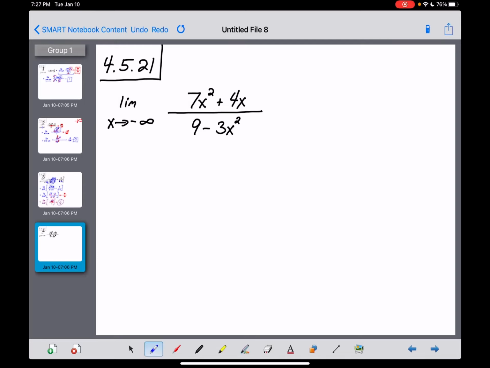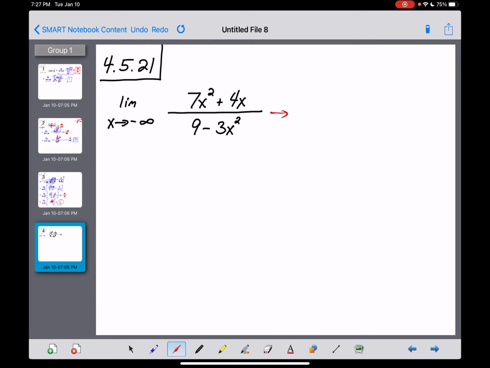Number 21 is actually a really interesting problem because there's two totally different ways of doing this, but I would imagine most of us want to see the way to do it using L'Hopital's rule, which is what we're doing here in 4.5. So the first thing to consider, does plug and chug work?